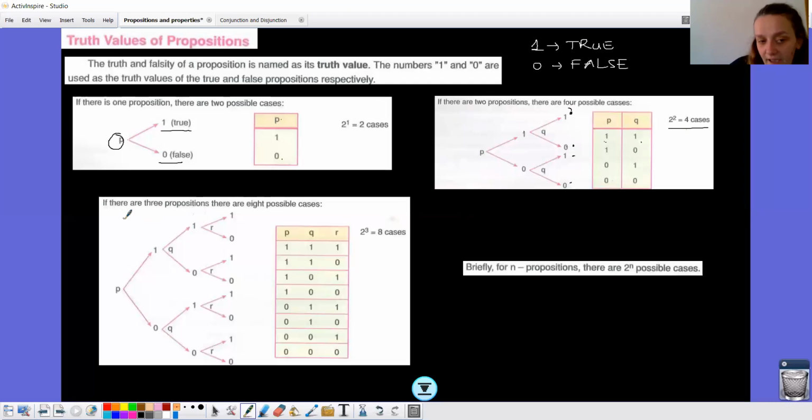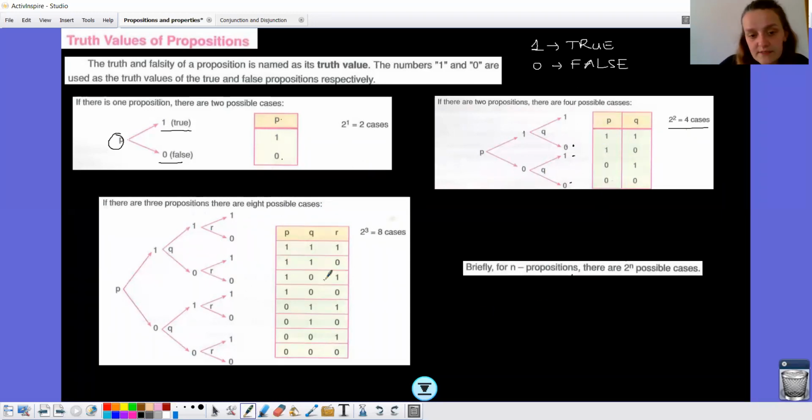And if we have 3 propositions, we'll have 8 possible cases, and it's written here. So if we continue like this, we'll find that for n propositions, there are 2 to the power of n possible cases. And this one is an important part, because we need to know how we are writing the truth value tables here. Why? Because we'll solve the questions with these tables, okay? And arranging them is very important, guys.